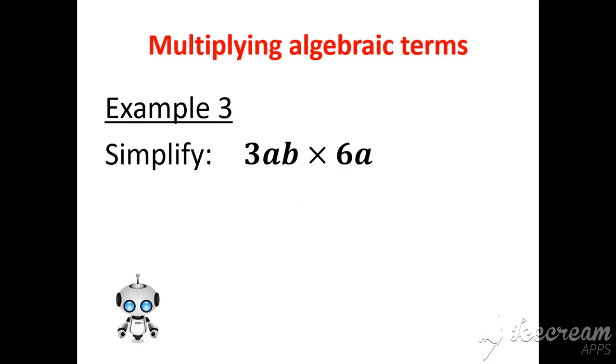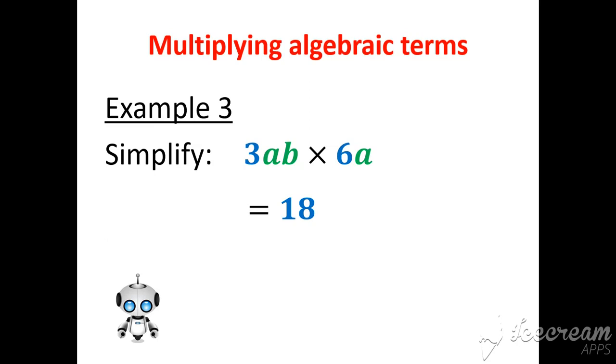All right, example 3. Let's simplify 3 times a times b, 3ab, times 6 times a, 6a. Right, well, let's deal with the coefficients first. 3 times 6 makes 18. So we're going to put 18 out the front. Now we've got all these variables, a, b times another a, and we're going to put them all alphabetically.